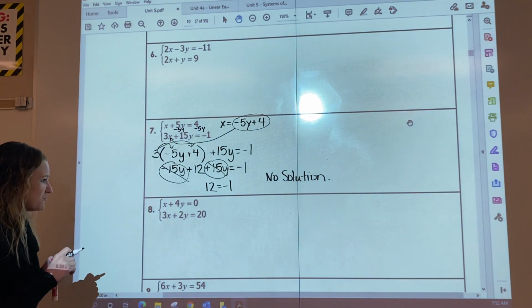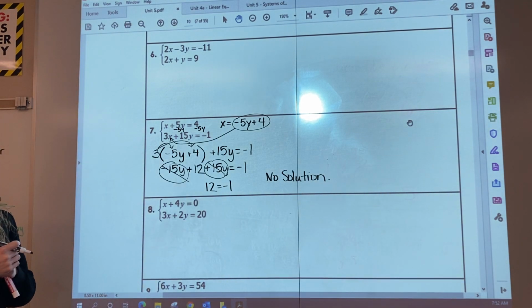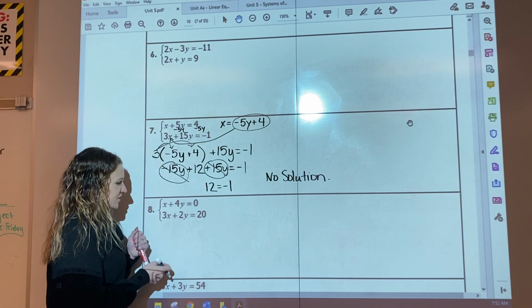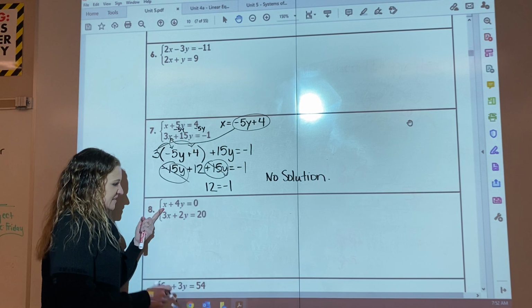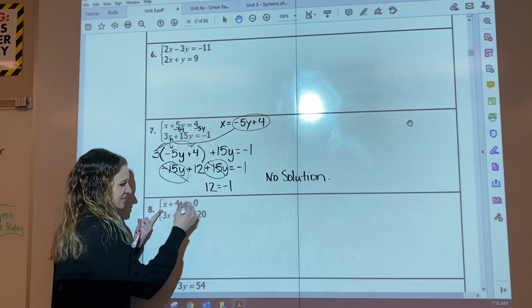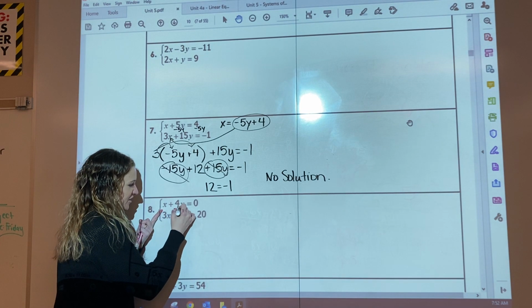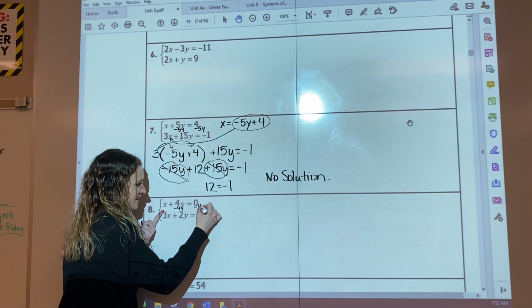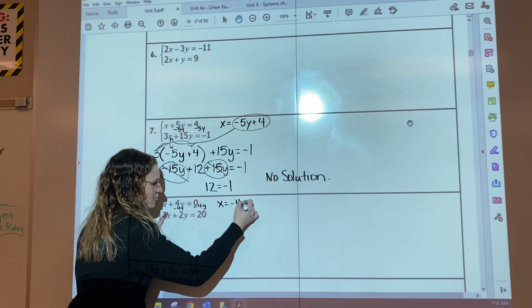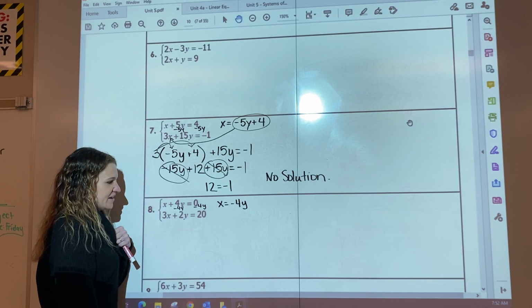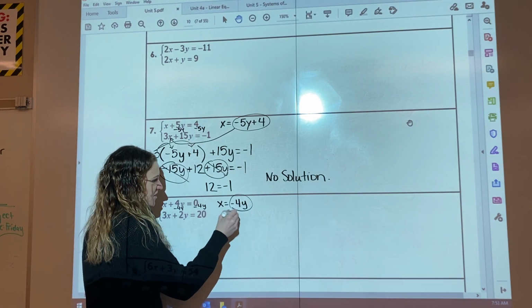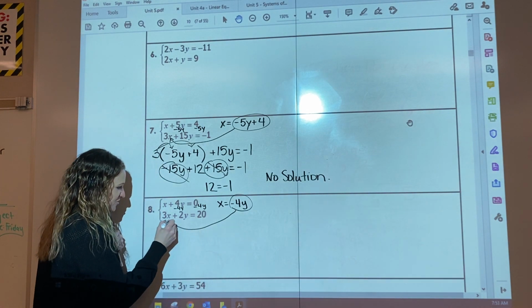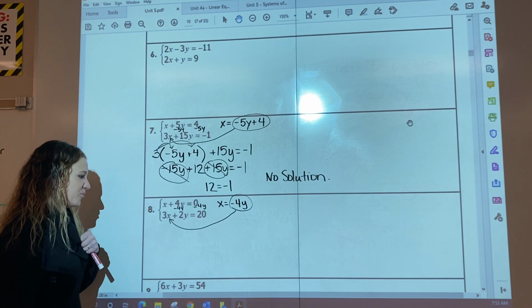All right, let's look at our next one. Number 8. I hope you can see that that top equation is going to be a little bit easier to solve for a variable because that x is by itself. So I just need to move the 4y to the other side, so I'm going to subtract it on both sides. So now my x equals negative 4y. Now that I've solved for my x, I'm going to take that expression and substitute that in for the x in the other equation.